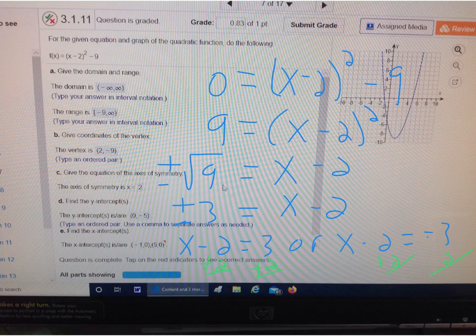You add 2 here to each side. And this gives you 5. This gives you -1. And that's what you see here, -1 and 5, and the y value is 0. Of course, we put in 0 for y at the beginning.